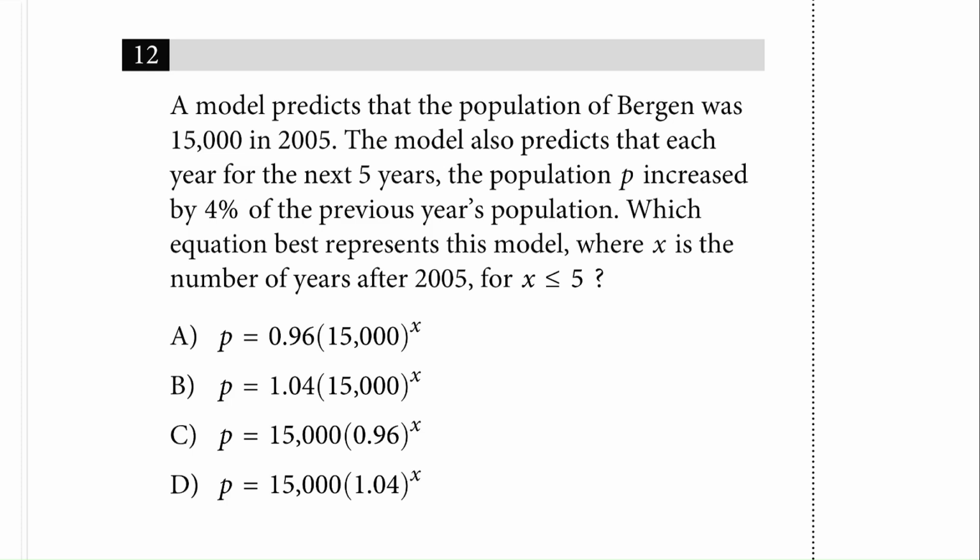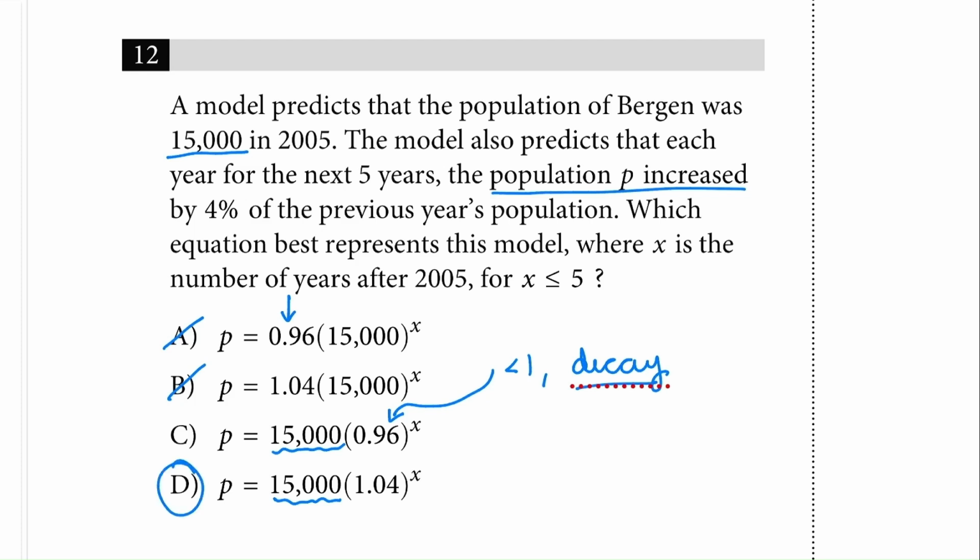Well, this ties into the setup for an exponential equation. We have to understand what each position is. The first number is going to be our starting number, and this is going to be 15,000. So options A and B are out. It's either going to be this one or this one. Now, if we have a number in here that is less than 1, then it's going to be a decay function. And it says that the population P increased by 4%. So our answer is D.